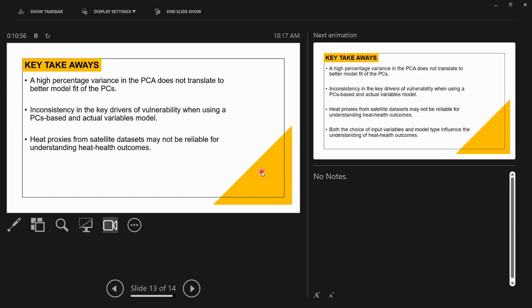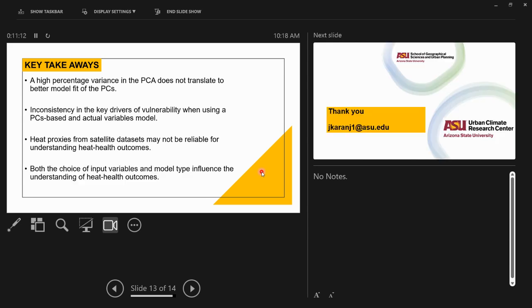And then heat proxies from satellite datasets may not be reliable for understanding heat health outcomes. We can have several speculations as to why that is the case. Maybe it's how we discretize raster data from the images and then contextualize that into polygons or point sources. And then the key finding is that both the choice of input variables and model type influence the understanding of heat health outcomes.